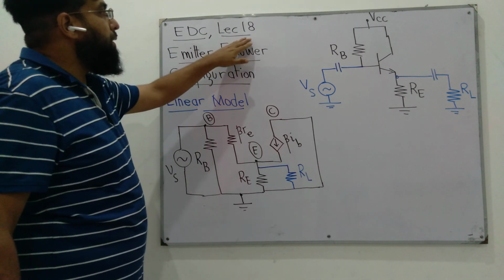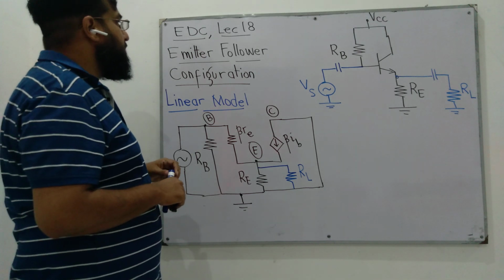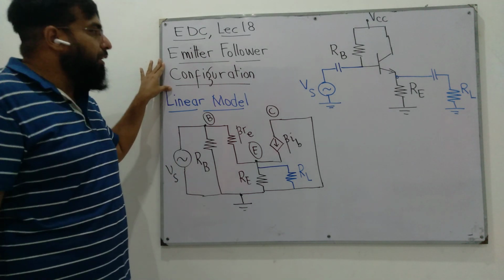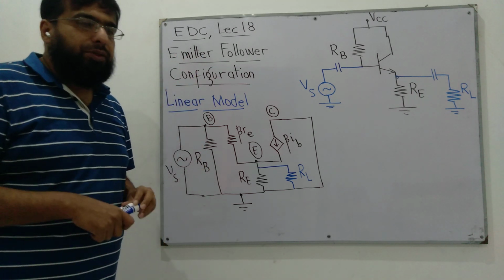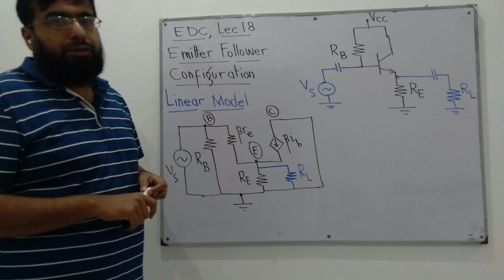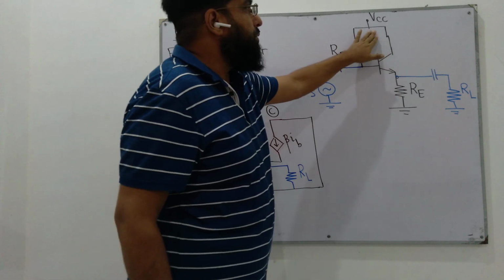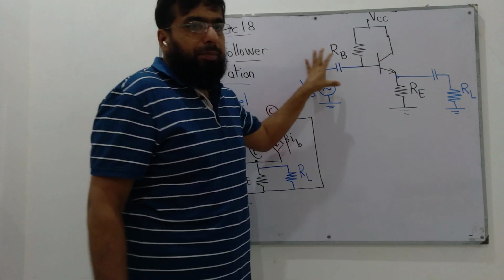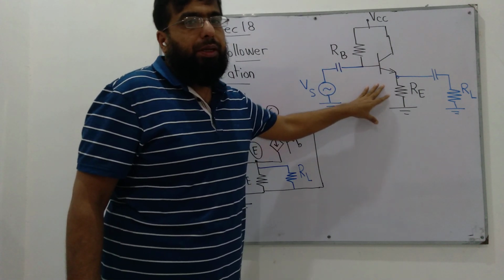Welcome to the 18th lecture. We are studying electronic devices and circuits. Today we'll study AC analysis of the emitter follower configuration. This configuration is also called the common collector configuration because the collector terminal is common, directly connected to the supply. The input is applied to the base and the output is collected from the emitter terminal.